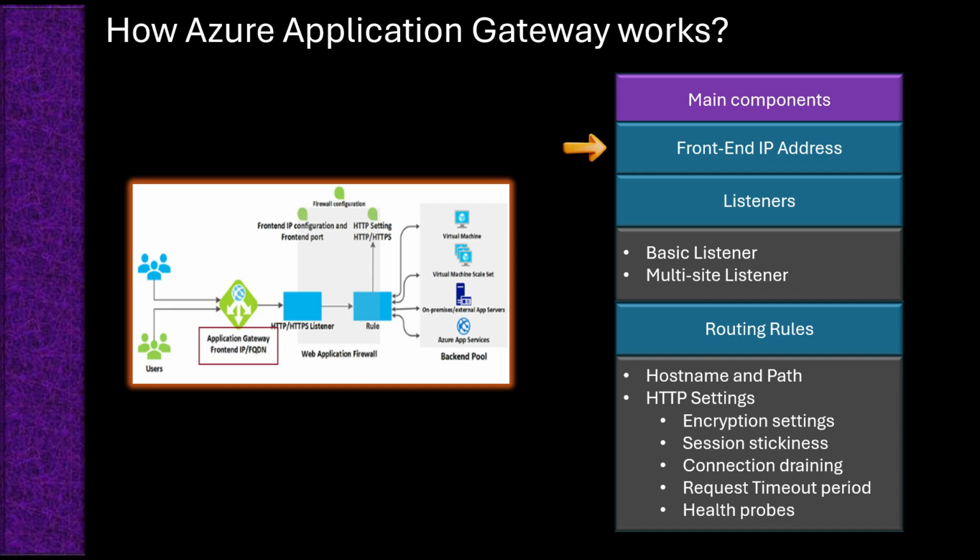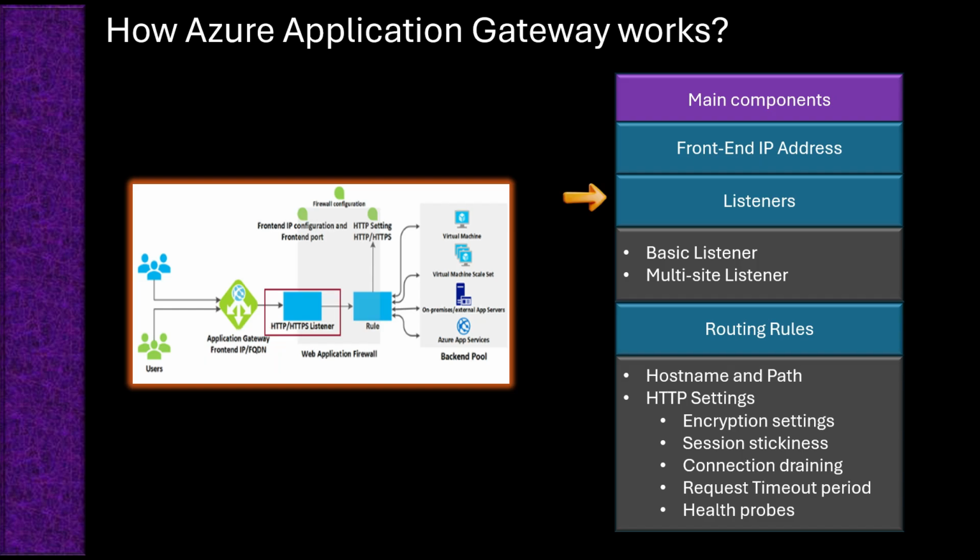First one is front-end IP address. Front-end IP address is the entry point for incoming request. The application gateway receives client traffic through a designated front-end IP address, which can either be public, private, or both. Note that each application gateway can only have one public IP address and one private IP address at a time. This makes it versatile for internal or external applications.